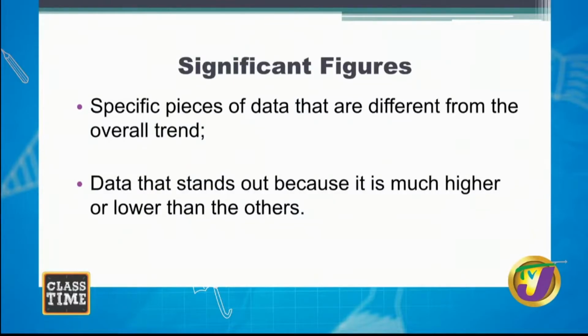The next thing you also need to understand is the idea of significant figures. Now, when you get a set of data, there are certain figures that are likely to stand out for various reasons. So these are the pieces of data that are different from the overall trend. So you have the overall trend, but there might be that 1 or 2 figures in there that stand out. And it might stand out because it's much higher or much lower than the other figures.